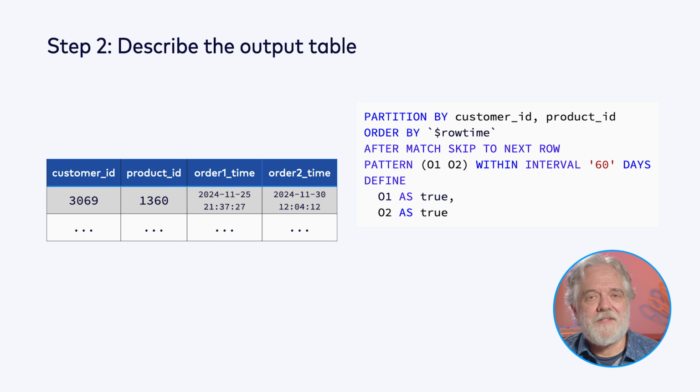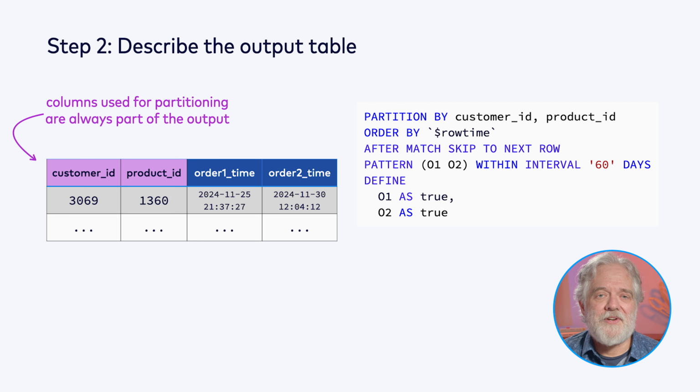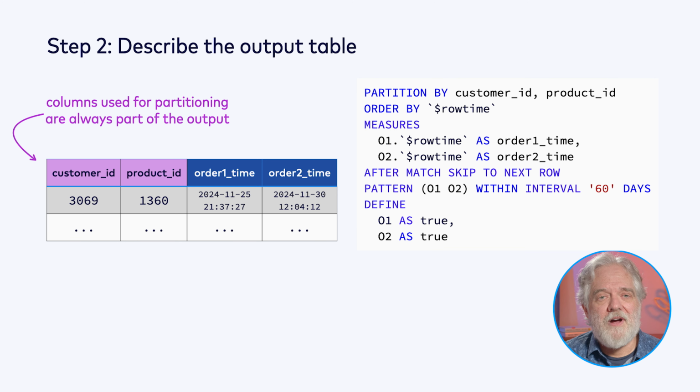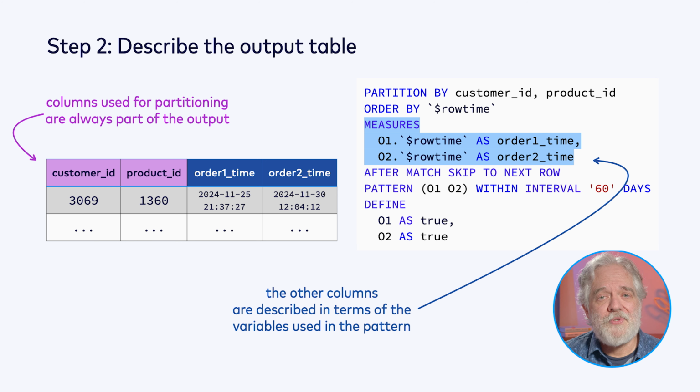Now it's time to shift gears and look at how Match Recognize allows us to describe the output it's going to produce. For starters, every row in the output will contain the columns used for partitioning. In this example, that's the customer ID and the product ID. Each output row will also contain the columns described in the measures clause. Notice how the variables O1 and O2 that were used to define the pattern are available for us to use here in the measures clause. In this case, I'm using the variables O1 and O2 to define the columns named order 1 time and order 2 time. Those contain the timestamps of the two matching orders.